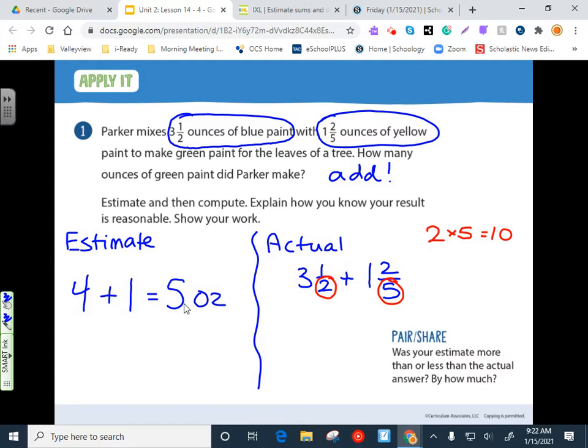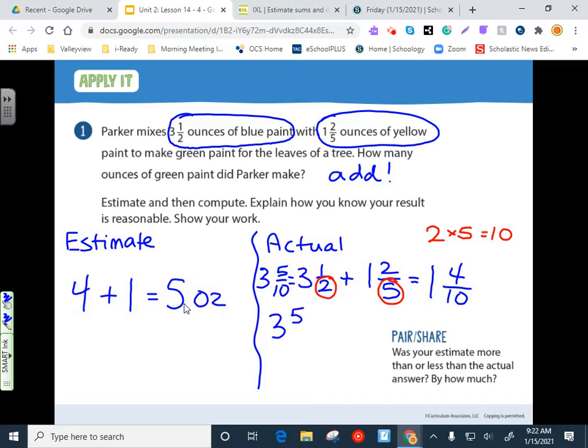Okay, so you've got 1 and something over 10. And this is 3 and something over 10. Let's see what we have here. 5 times 2 is 10. 2 times 2 is 4. 2 times 5 is 10. 1 times 5 is that.